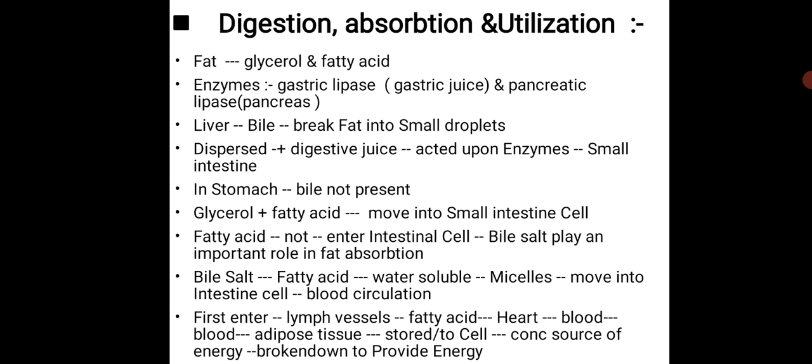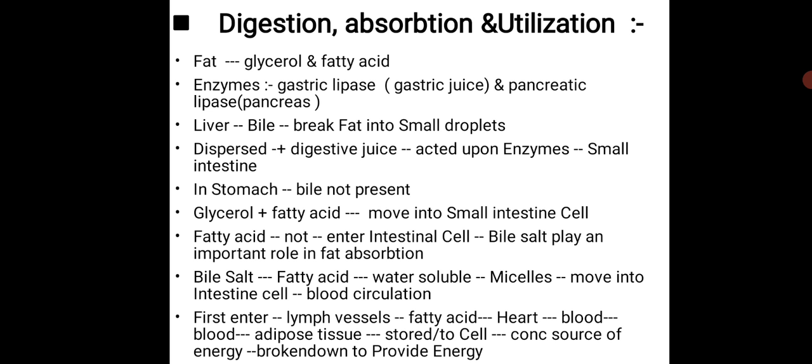Okay, what happens? The liver secretes bile, and that bile breaks the fat into small droplets. These droplets, plus the digestive juices, are acted upon by enzymes in the small intestine. So the digestive juices, like gastric lipase and pancreatic lipase, act in the small intestine.